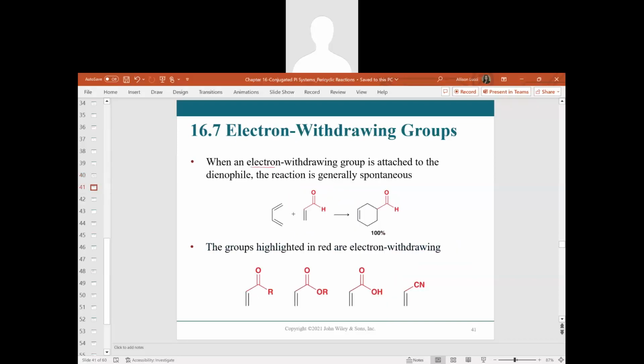So again, some of those electron withdrawing groups, which you'll see me abbreviate as EWGs, can be things like this ketone group, an ester functional group, a carboxylic acid, or a cyano group attached to our pi bond. So our dienophile can take any of these forms shown below to be effective.